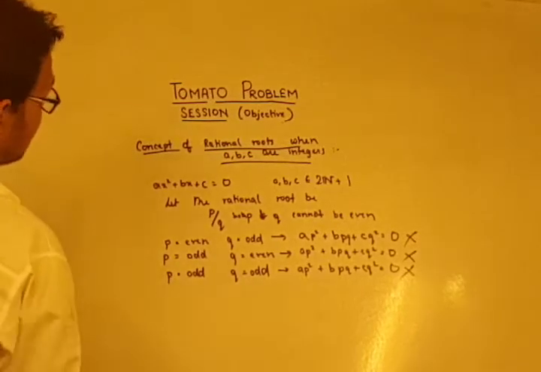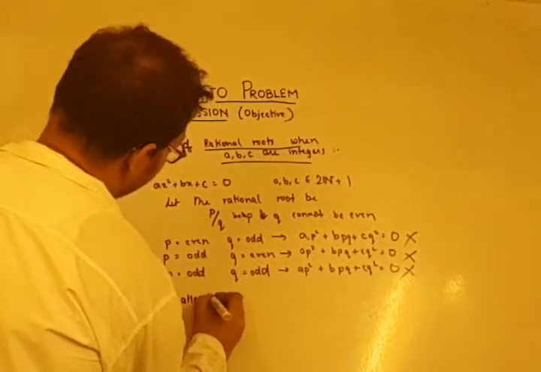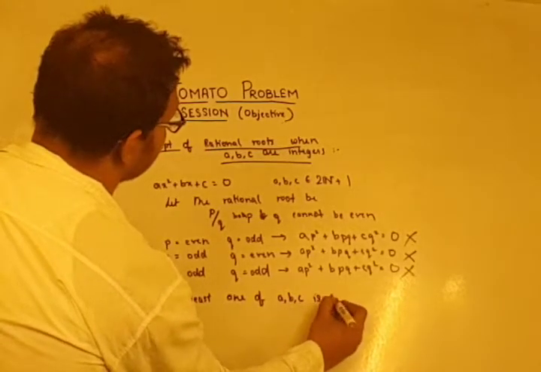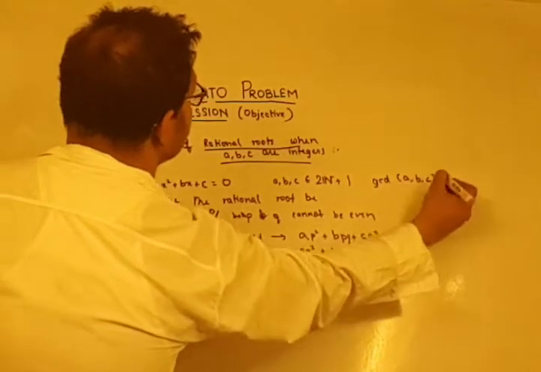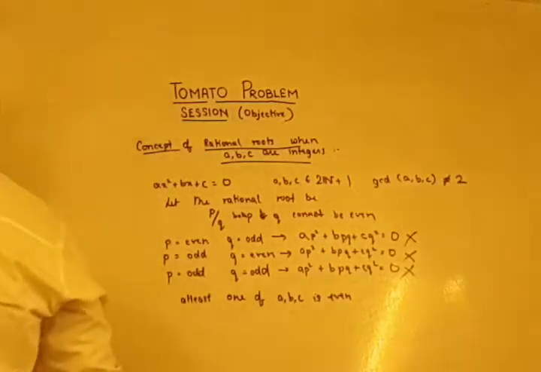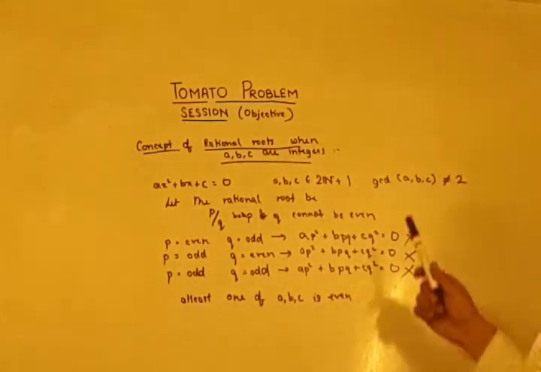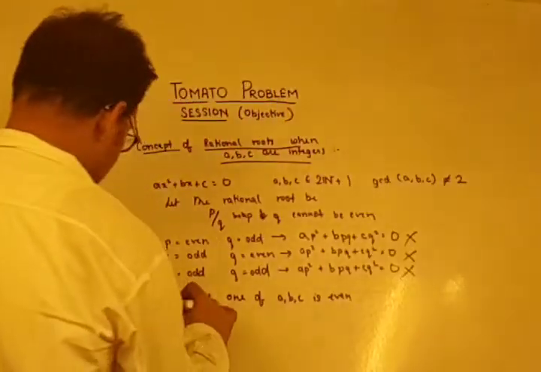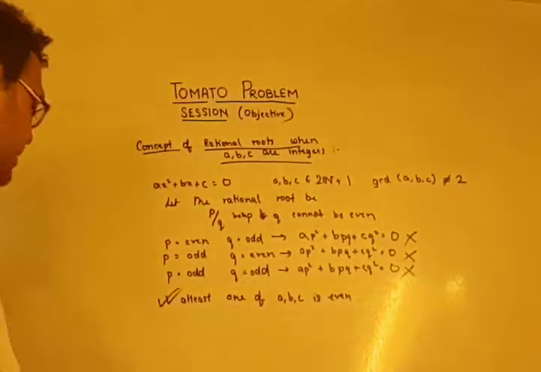So there does not exist any rational root. So for existence of a rational root, at least one of them must be even, and of course I forgot to mention the GCD of A, B, C not equal to 2. So for ax square plus bx plus c equals to 0, with a, b, c odd numbers and GCD of a, b, c not equal to 2, there does not exist any rational roots, which implies that if rational roots exist, at least one of a, b, c must be even.